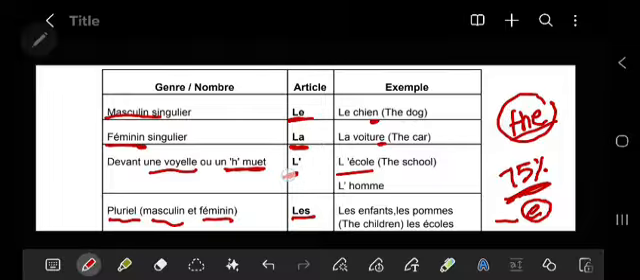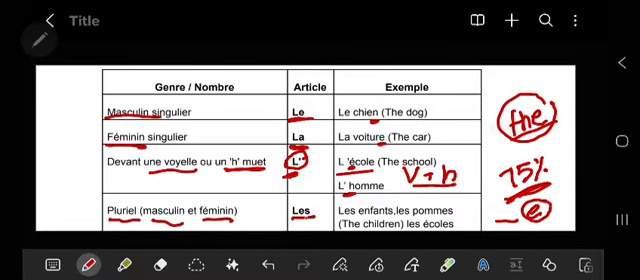And then this one, l', right? It is always used when the first letter of the word starts with a vowel or H. Okay, l'homme, l'école, right?